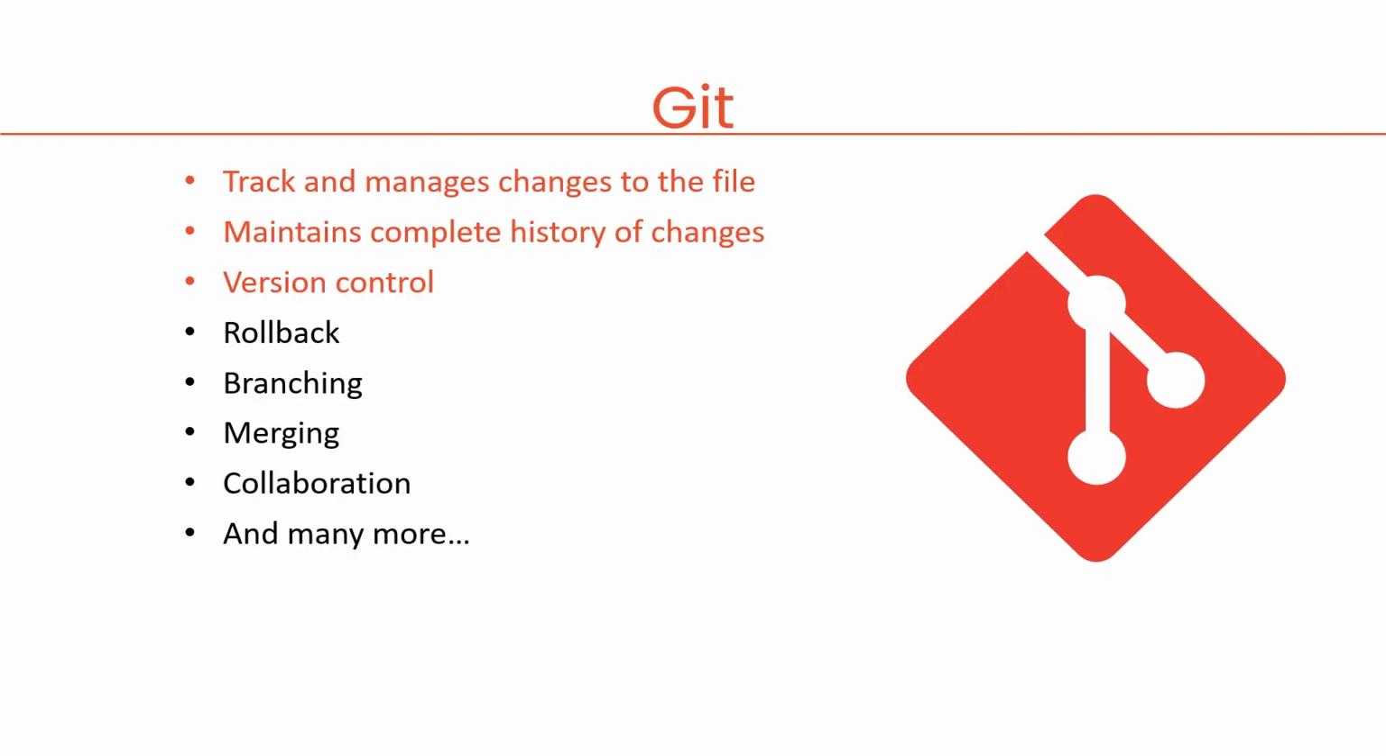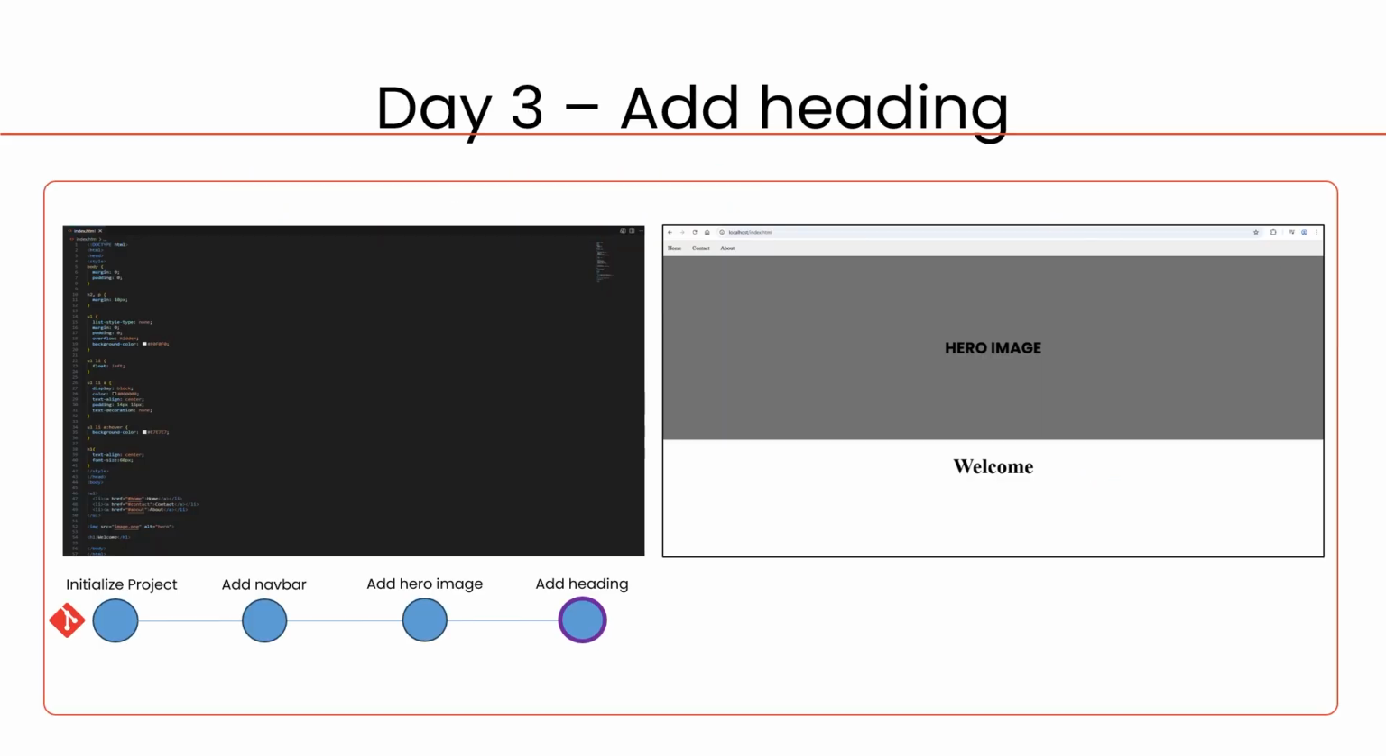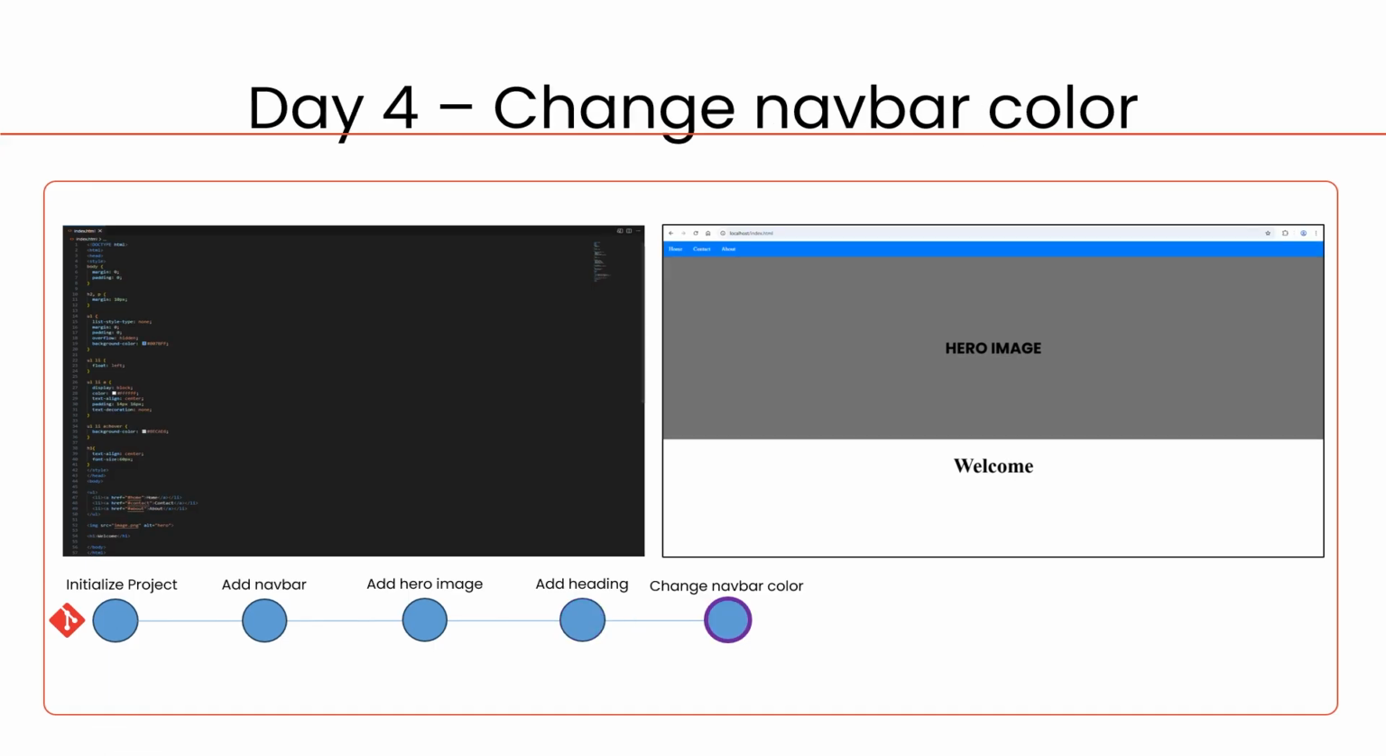Git keeps track of what was updated in each checkpoint. At what time, in which file, what changes were made, it keeps track of everything. Each checkpoint has the history of changes. Day 3, after adding heading to project, I will create another checkpoint. On day 4, I will change navbar color, and after that I will create another checkpoint.